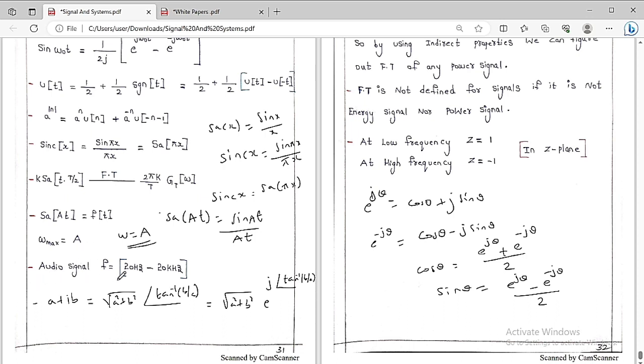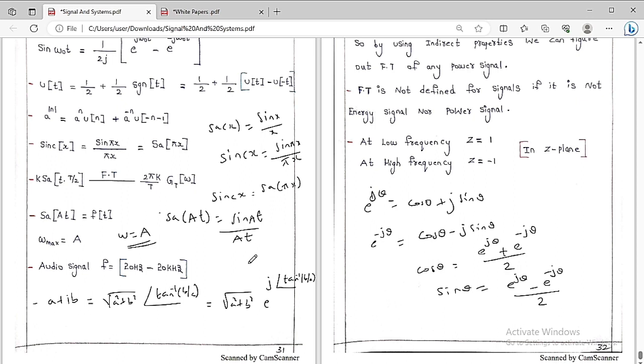So what is the audio signal range? It is from 20 Hz to 20 kHz. Basically, if any signal is in the range from 20 Hz to 20 kHz, then a human being can hear it. If it is less than this or greater than this, a human cannot hear it. So this is the thing you always have to keep in your mind.